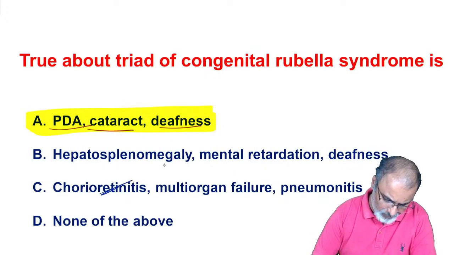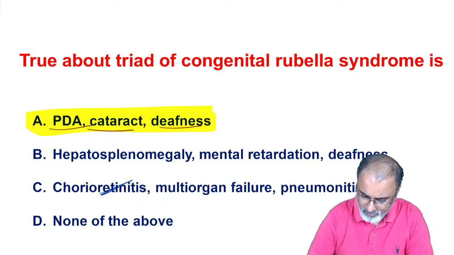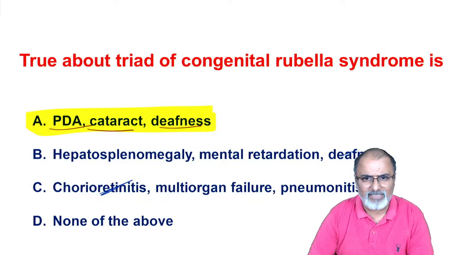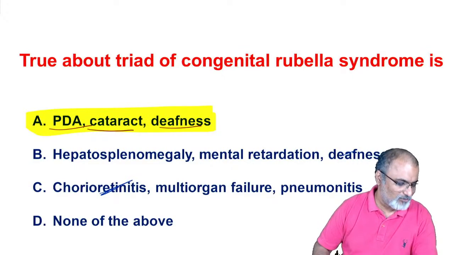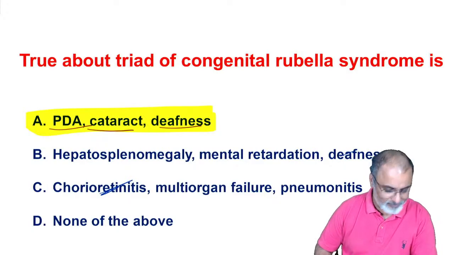Chorioretinitis and all are seen in toxoplasma. Hepatosplenomegaly, deafness, you can see in CMV and many other conditions. Mental retardation. Okay, and last question. Beautifully answering.